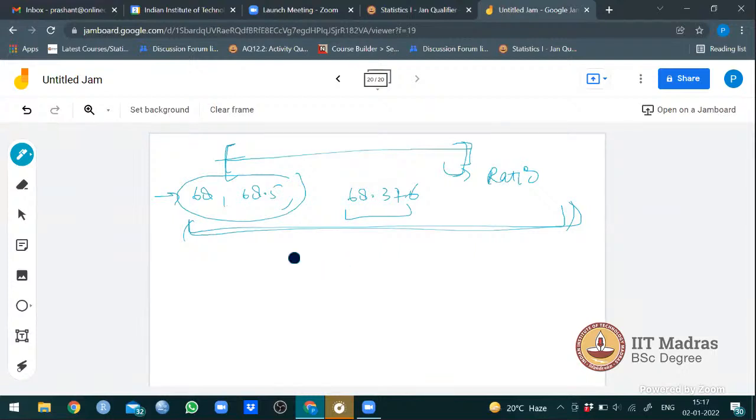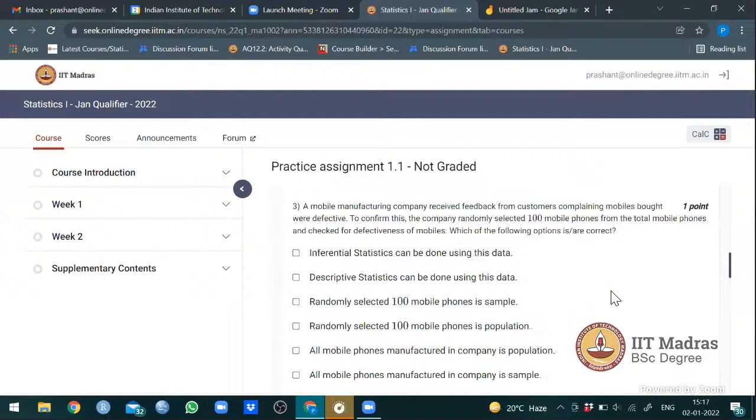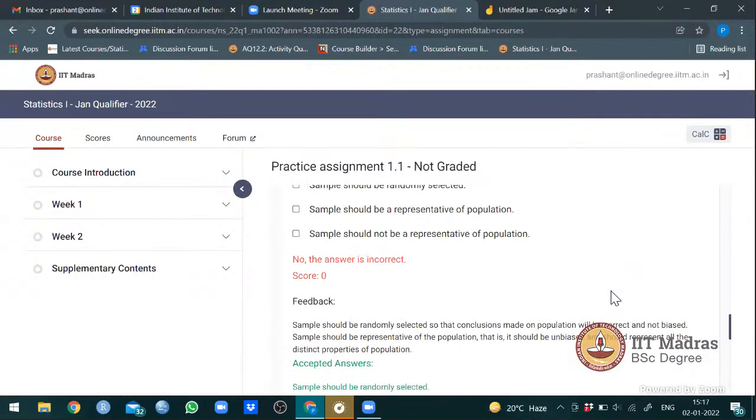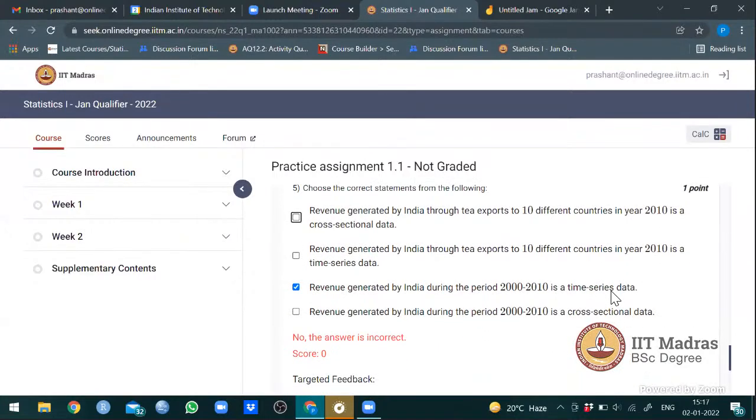Sir, Biju here. I have the same doubt as the previous one. I have asked in the forum also, but the answer which I got, I'm still confused. So I would like to ask it again, on time series and cross-sectional data. Okay, yeah, tell me.